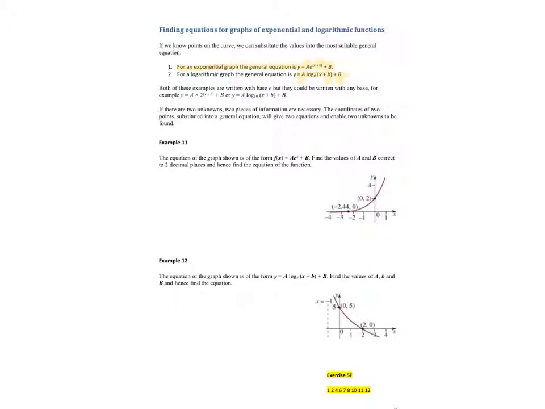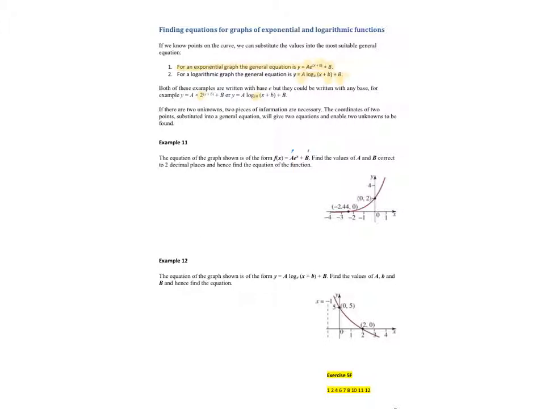And as it says here, whether we use a log base 10 or a 2 to the power, it doesn't really matter. Whatever information we're given in the question, that's information we apply. So, the equation on the graph shown here: find the values of a and b correct to two decimal places and hence find the equation of the function. We've got 2 points, 2 unknowns and 2 points. So let's substitute the points in.